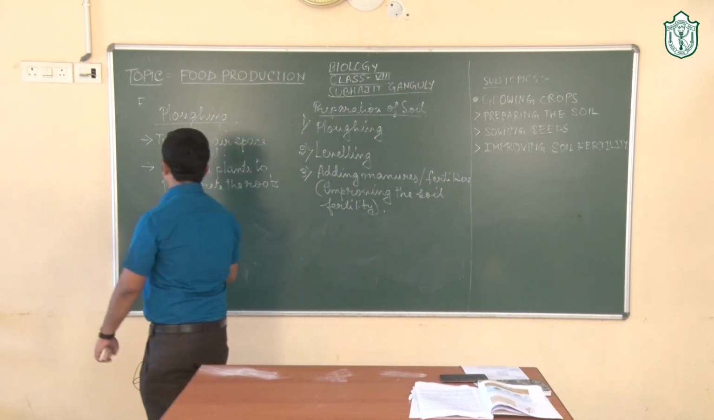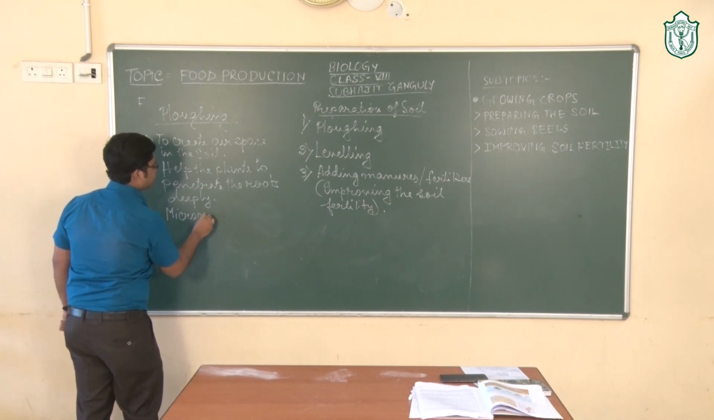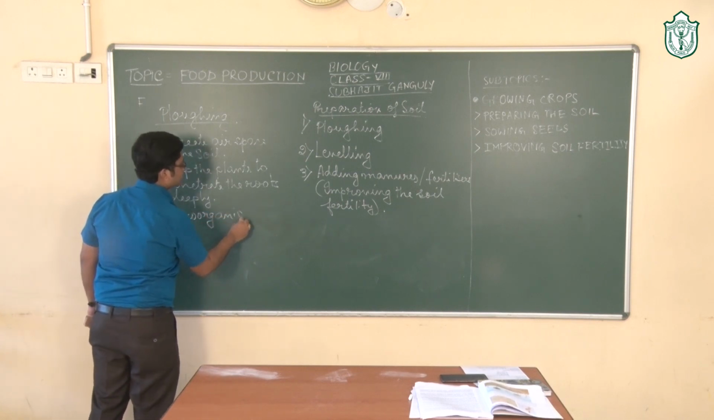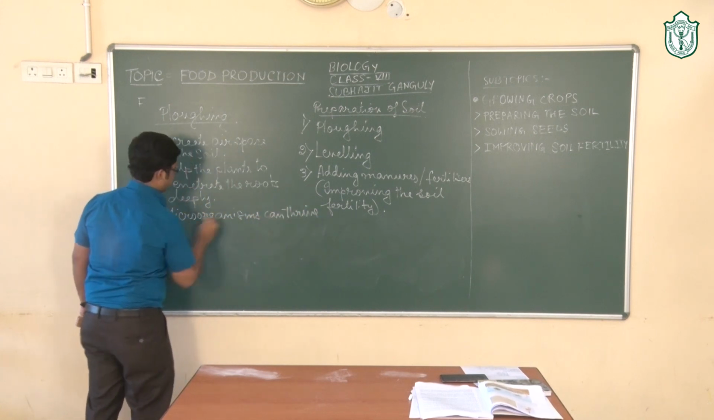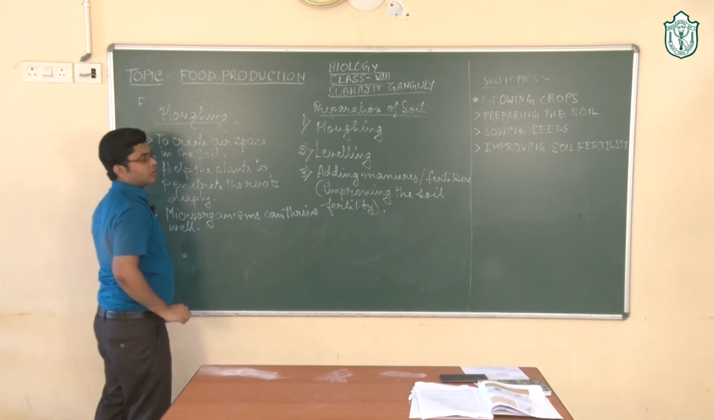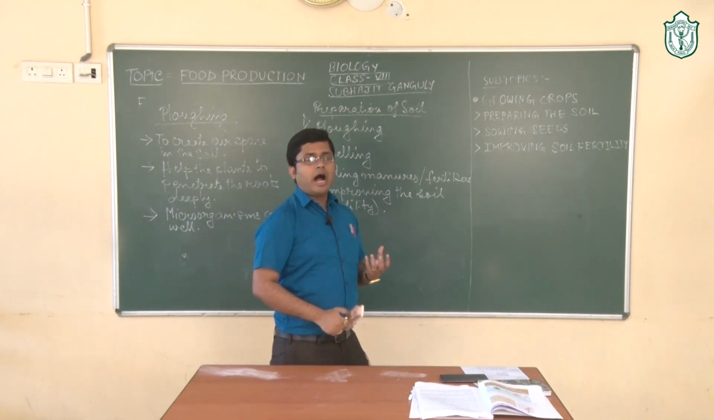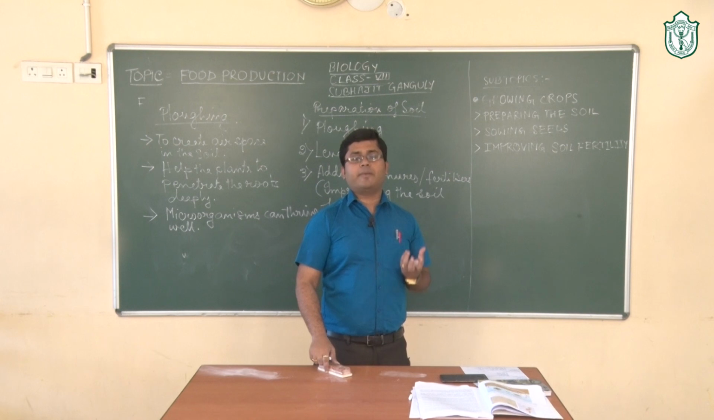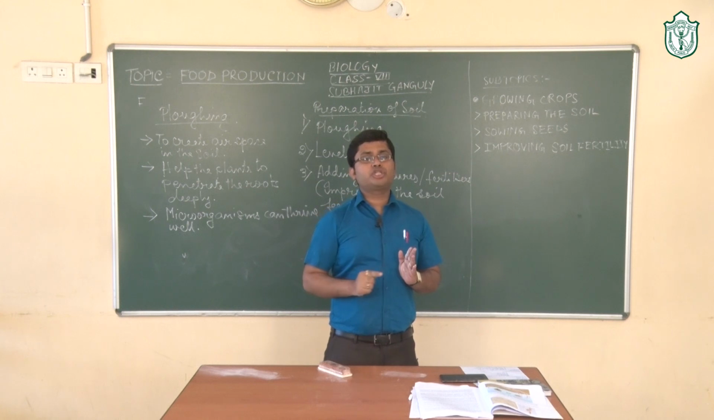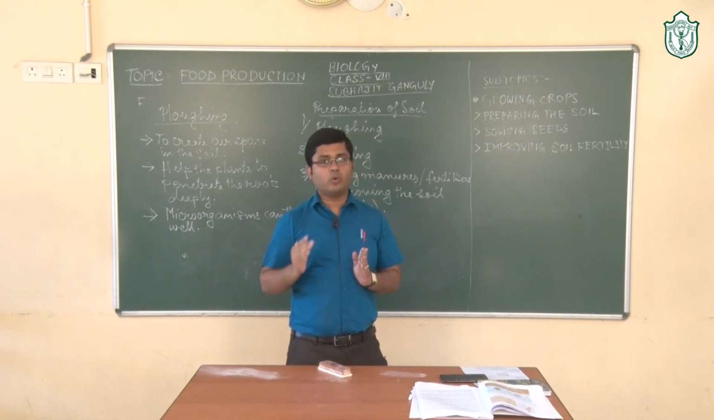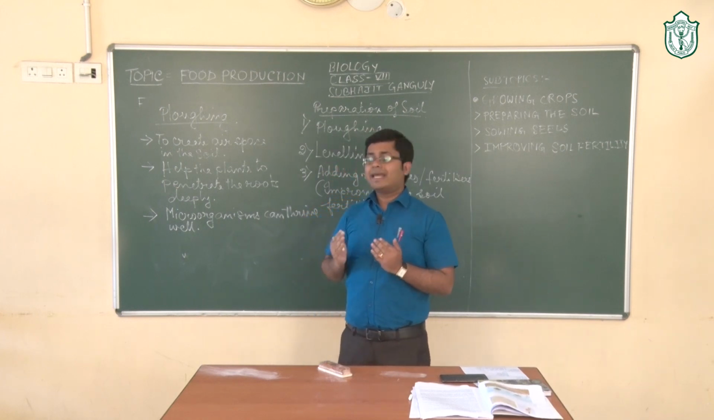The third one is microorganisms can thrive well. So the third advantage for the plowing is that to ensure a proper survival rate for the microorganisms, which in turn actually helps in the biogeochemical cycle process to go on, and it improves the fertility of the soil naturally.